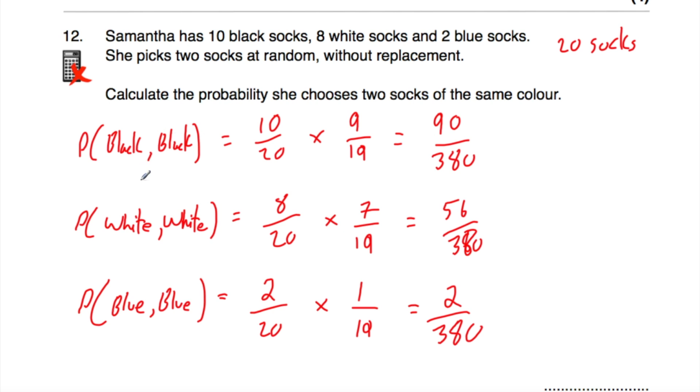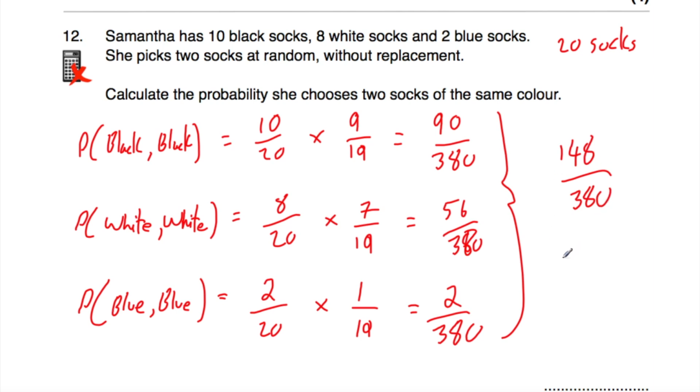We've now found the probability of a black sock and a black sock, a white sock and a white sock, and a blue sock and a blue sock. And to find the probability that Samantha chooses 2 socks of the same colour, we just need to add together these probabilities. Now, it's fantastic they've all got the same denominator because we didn't cancel them down, so it's going to be over 380. And let's add together the numerators. 90 plus 56 is 146, plus 2 would be 148. So the answer would be 148 380ths.